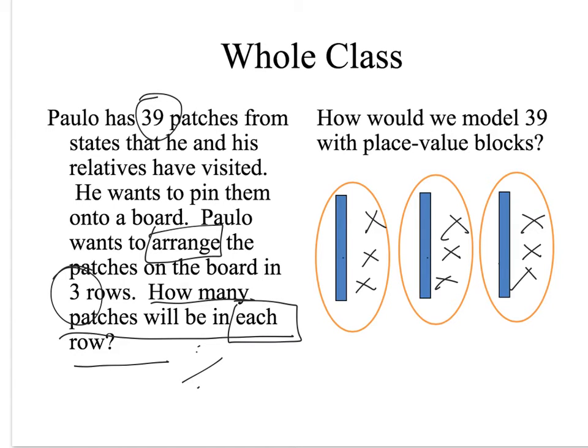If I was to arrange them in 3 equal rows, since I have 3 10 rods, then I can put a 10 rod in each row. And then if I have 9 ones, well, that means I can put 3 in each row, and I have nothing left over. So my answer to how many patches will be in each row would be 13 based off of my picture.